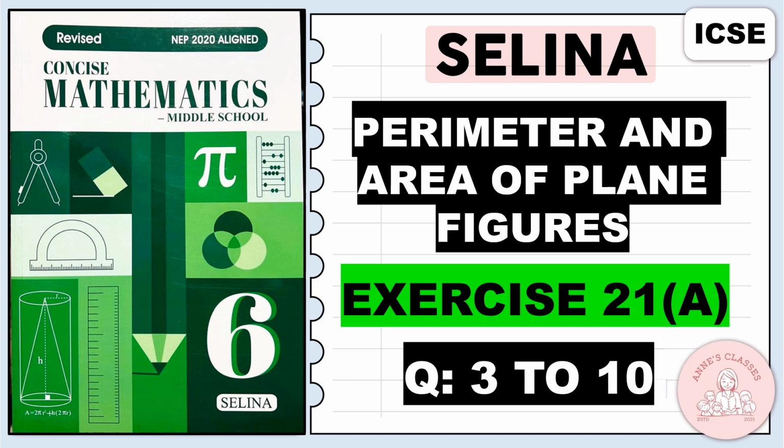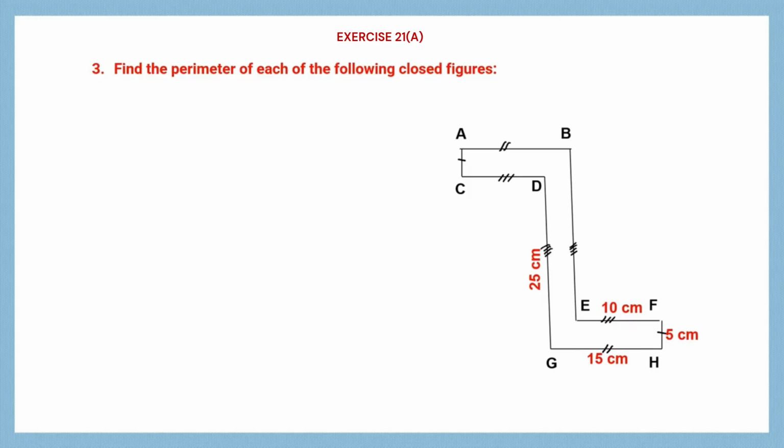Let's do perimeter and area of plane figures, exercise 21A. Question 3. Find the perimeter of each of the following closed figures, and this is the first figure given to us. And perimeter of a closed figure is the sum of all its sides. So here I have marked all the sides with the letters of the English alphabet. Now here we need to add up all the sides and that will give us the perimeter.